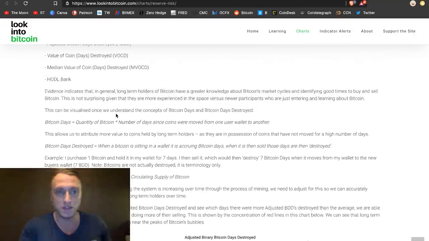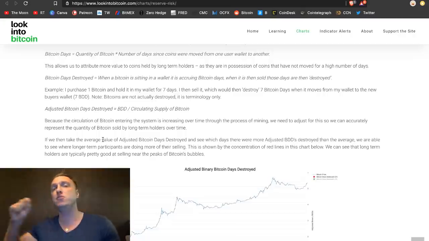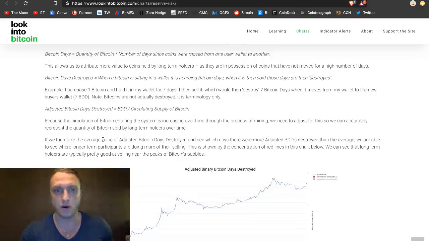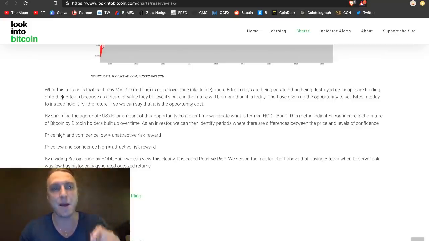First of all, you need the Bitcoin days destroyed, which means that always when you hold Bitcoin in a wallet and you move them, you destroy the days where you held the Bitcoin in your account. So when you buy Bitcoin, you put it onto your wallet, you hold it for 30 days, and you move it from that specific wallet, you destroy 30 days of holding Bitcoin. So taking all of these different kinds of metrics into consideration and summing them up in the end gives the HODL bank. For example, they say by summing the aggregate US dollar amount of this opportunity cost over time, we create what is termed the HODL bank.